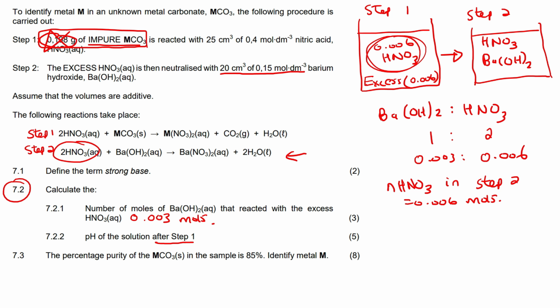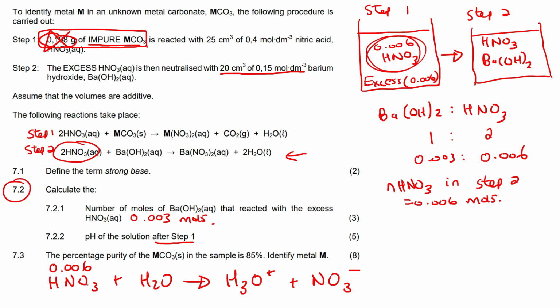Now, what does leftover acid do in a container? It reacts with water because we know that acids like to ionize. And so you're going to form H3O plus and NO3 minus. Make sure it's balanced. It is. Okay, so we know how much excess HNO3 there is. It's 0.006. So we know how much of this is going to form. We know that H3O plus is also going to be 0.006 moles.